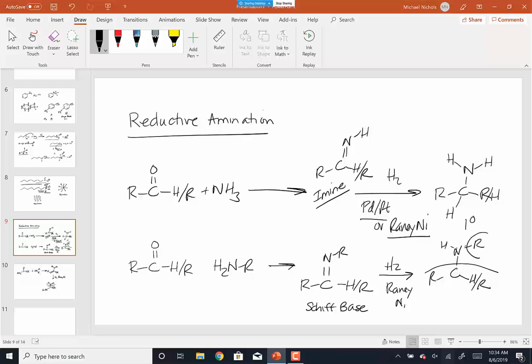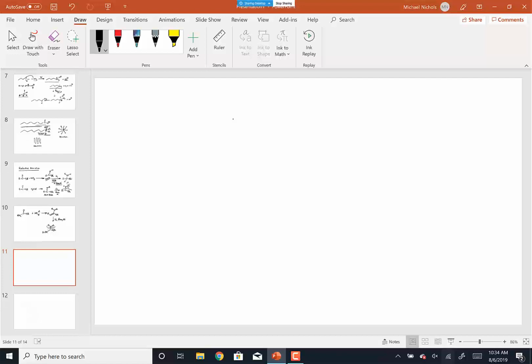So another method that's classically used to make primary amines, and it even has a name associated with it, is the Gabriel synthesis. So the Gabriel synthesis actually starts out with this amide. It's got a nitrogen attached to 2 carbonyl groups, and this is called phthalimide.